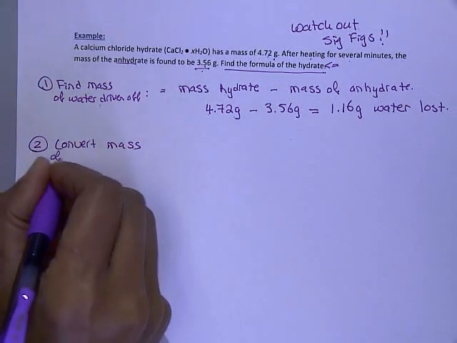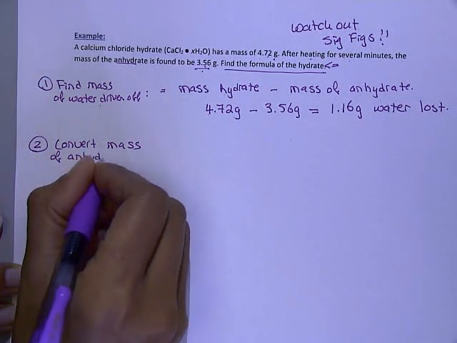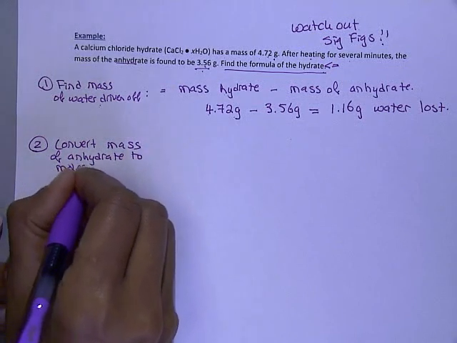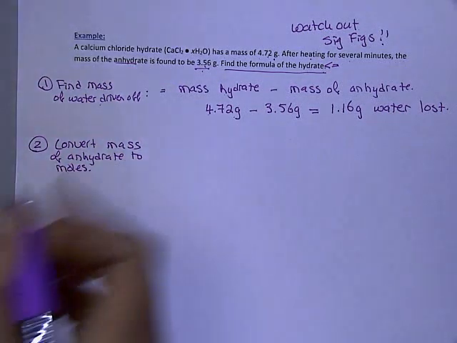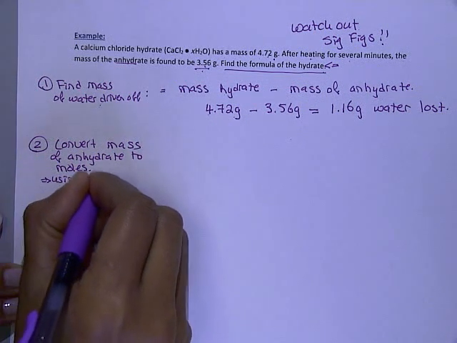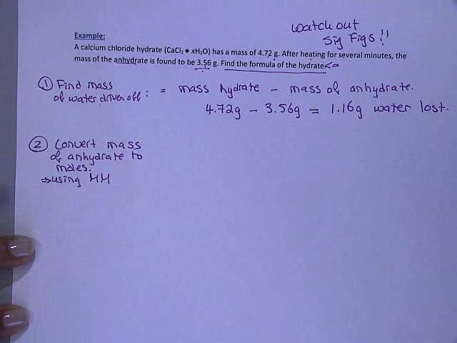All right, our second step is to convert mass of anhydrate to moles. And remember, based on the concepts that we just covered, we do this using molar mass, and I'm going to abbreviate molar mass as MM.